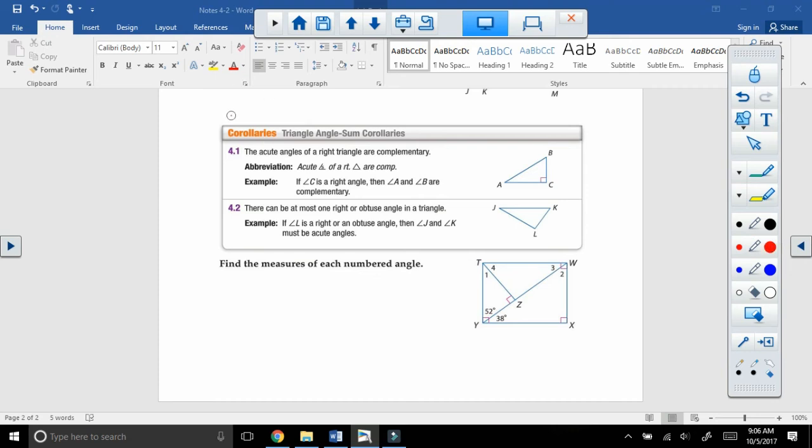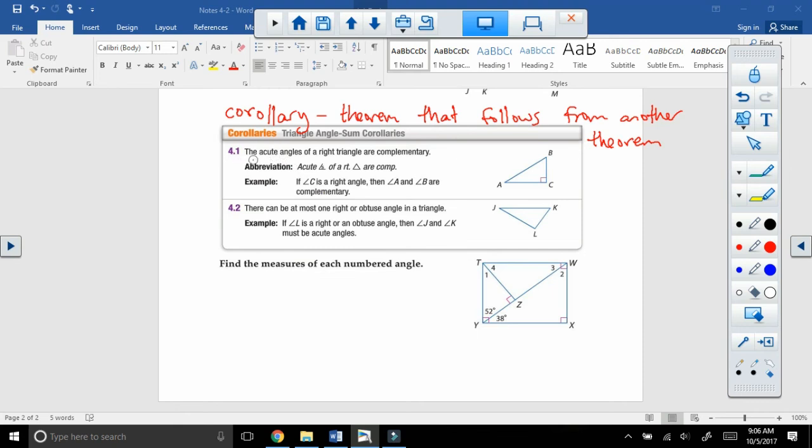So this last little bit, there's an introduction of a couple of different corollaries. A corollary is like a theorem. It's actually a type of theorem that follows directly from another theorem. So it's not essential that you remember these corollaries, but these might just make your life a little bit easier if you do.